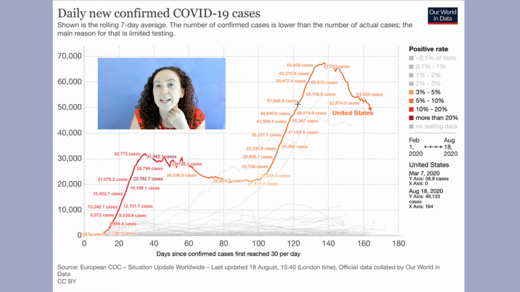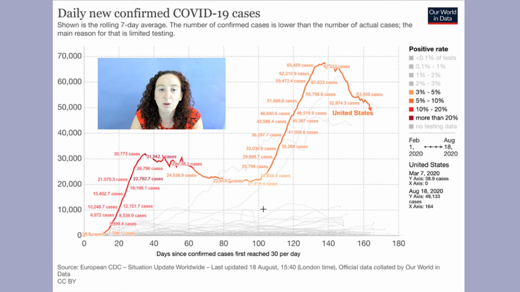And then again, the number of cases kept increasing, but they were increasing at a decreasing rate. What that means is our graph here was becoming less steep. Then we hit the peak, and now we're on our way down. Now, hopefully, we keep on having the number of cases decreasing.